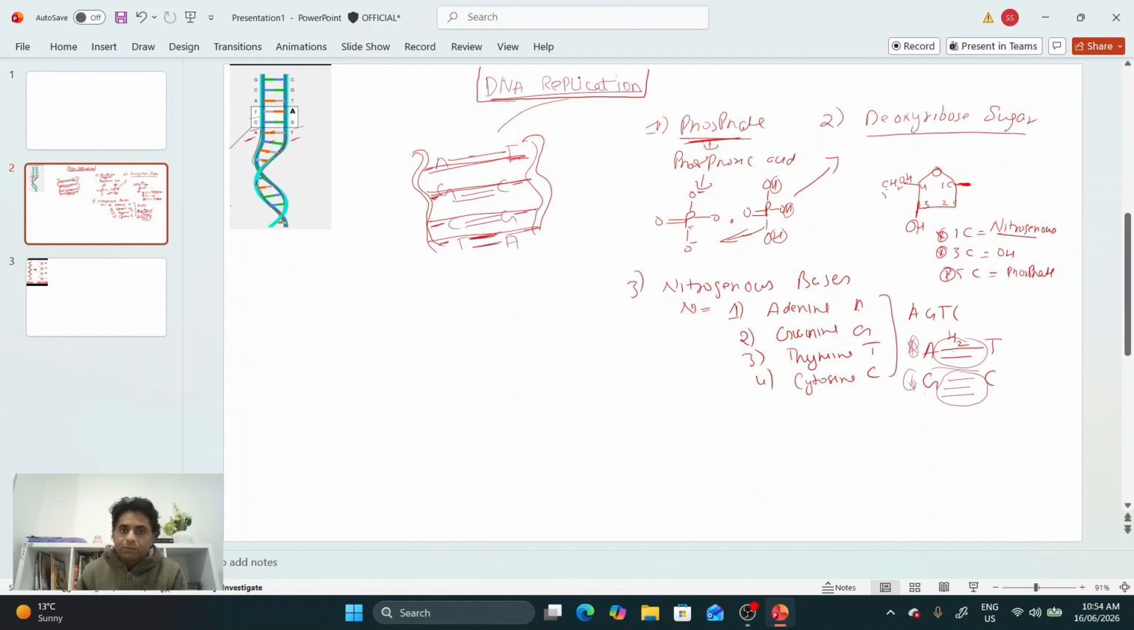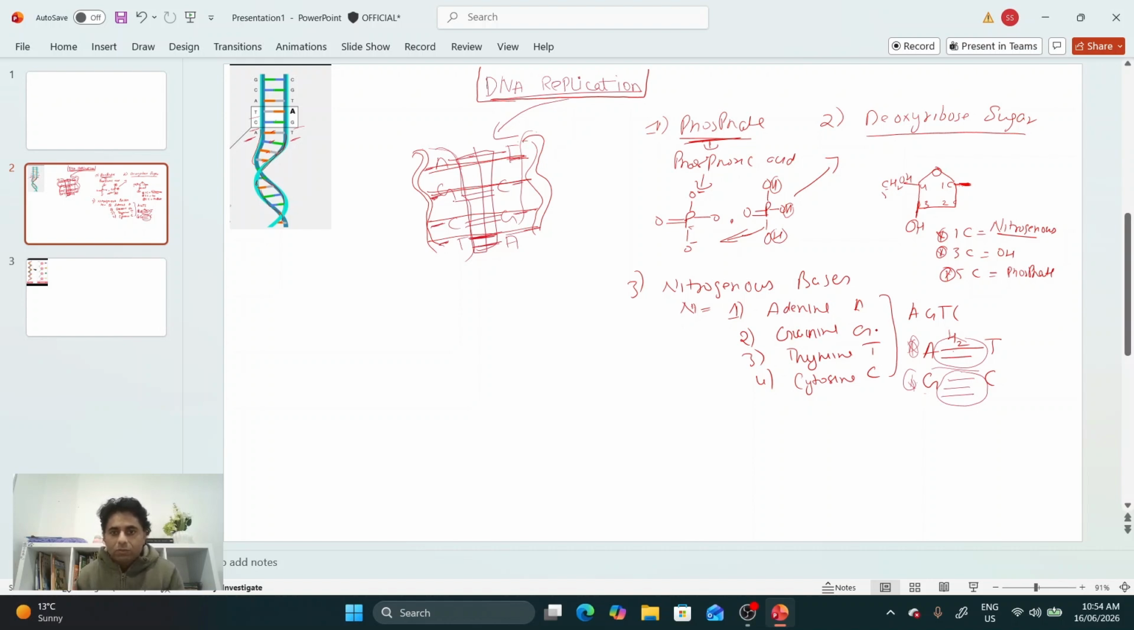So in the process of replication, this bond, which is the hydrogen bond, gets broken down, and we are left behind with single strand DNAs. Okay, so two single strands. So the ladder gets broken. On the left side we have the single strand DNA. On the right side we have the single strand DNA.